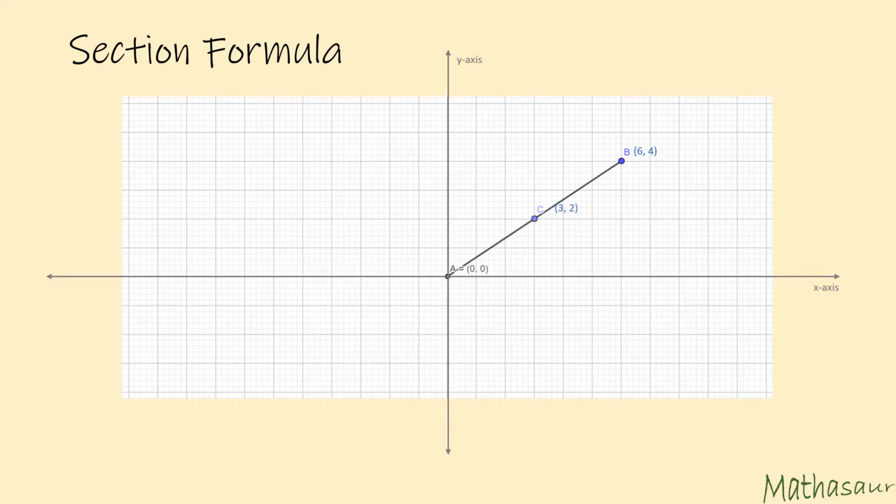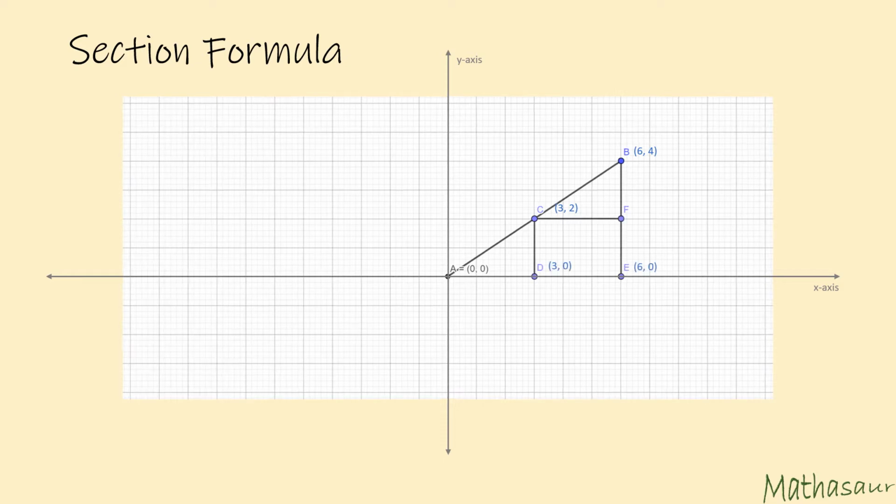Let there be a point C on this segment. Let its coordinates be 3, 2. Now in what ratio does the point C divide the segment AB? In other words, what is AC is to CB? To find that out, let us draw perpendiculars from points C and B onto the x-axis. We can see the right angles, which are angle D and angle F.